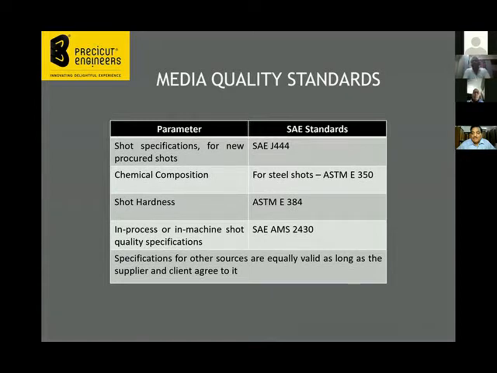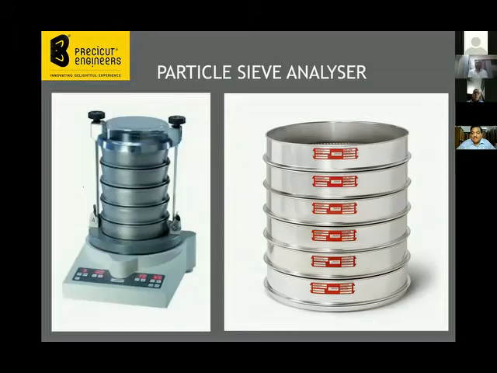Now here I have just summarized a few standards. Here again you can see there are two different standards. One is for the procurement of new shots, which is the SAE J444 standard, and then there is a different standard to check the quality of shots which are in process, meaning which are being used in the machine. So you need to take a sample from the machine and then analyze it based on this system. And again, like I said earlier, any standard can be followed as long as it is validated by the customer. So now what we'll do is we'll see what are the quality parameters that need to be checked in terms of media.